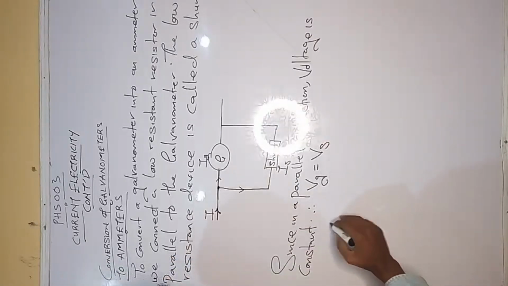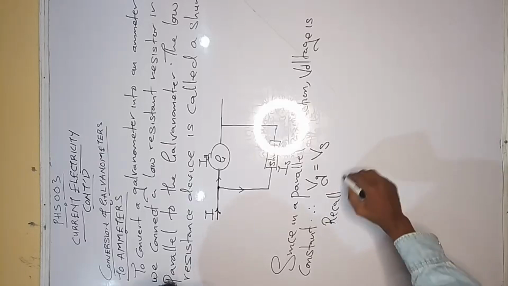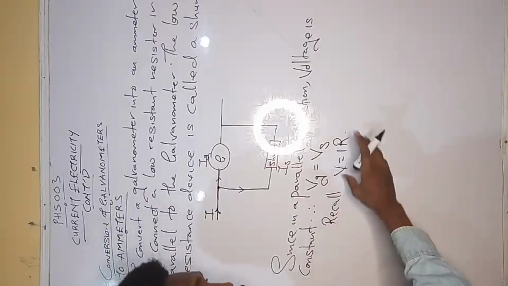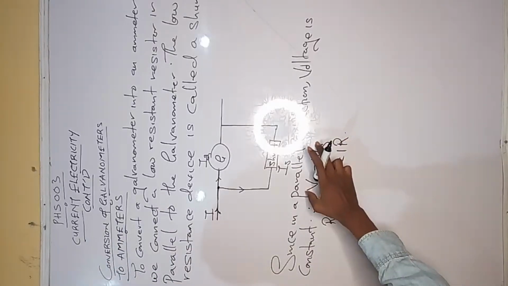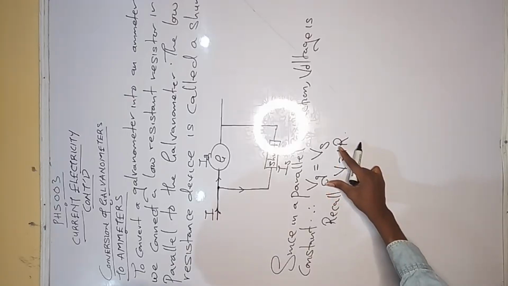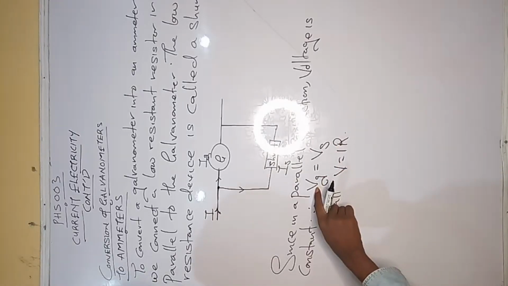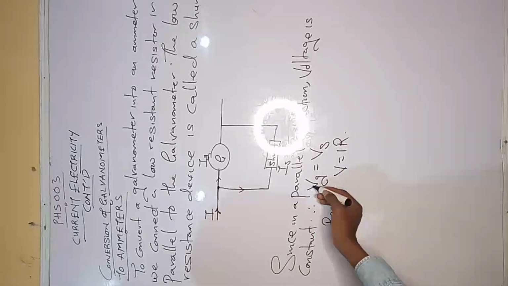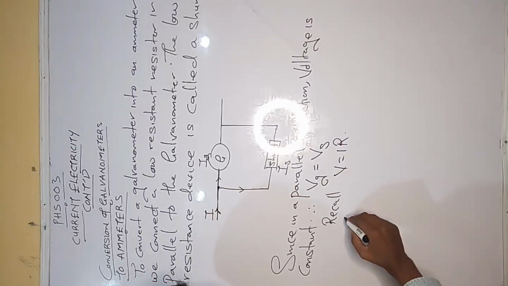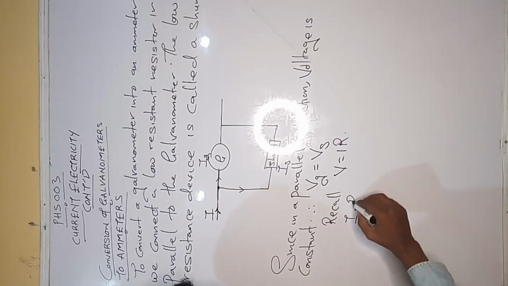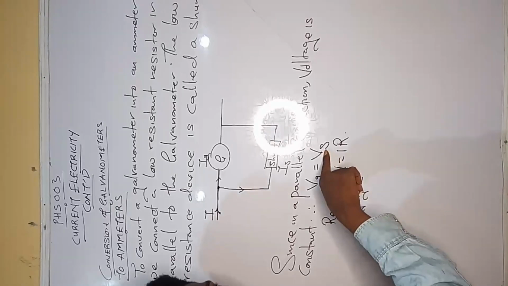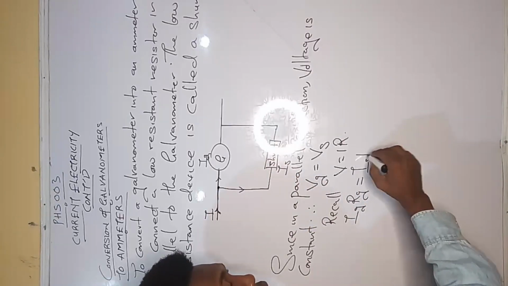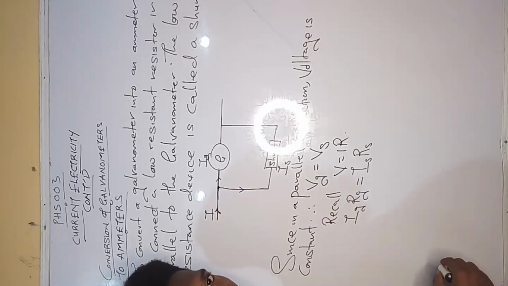Of course, you can recall that V is equal to IR. In our last class, we talked about this. So substituting this expression, instead of saying Vg, you say IgRg, that means the current flowing through the galvanometer and the resistance of the galvanometer. IgRg is equal to, for Vs now it will become IsRs, the current of the shunt multiplied by the resistance of the shunt.